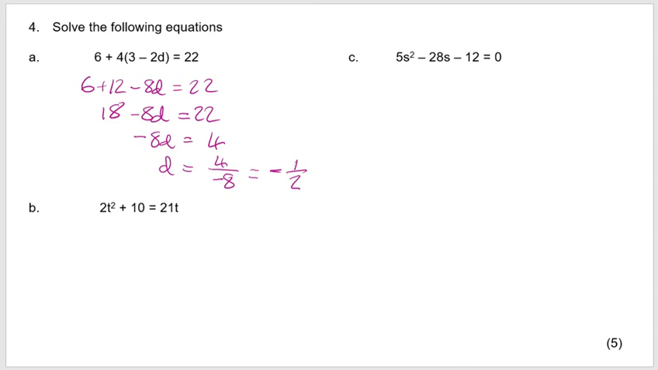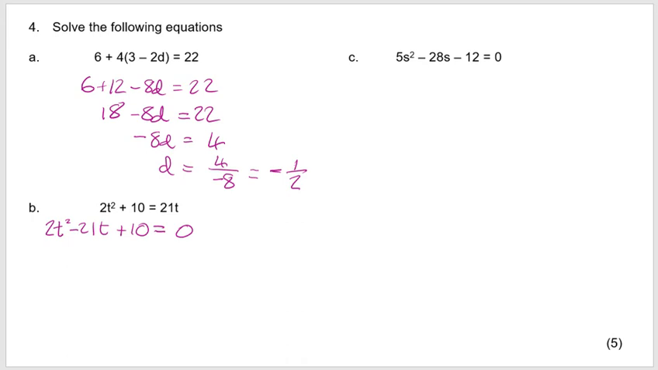Part B, just looking at it through observation, we can see that it's a quadratic, so I need to make sure my quadratic is equal to 0. Very important, we have it set equal to 0 before we go through any process involving solving a quadratic. And so I'm going to remove the 21t by subtracting from both sides. So I'm going to have 2t squared subtract 21t plus 10. So I'm dealing with a quadratic. I am going to look to factorize.